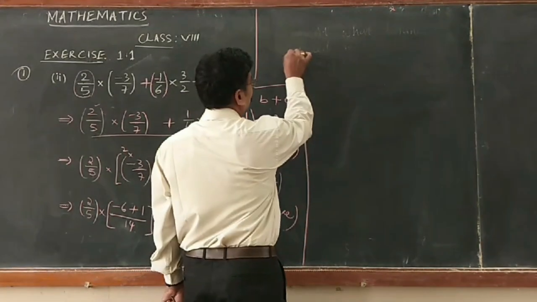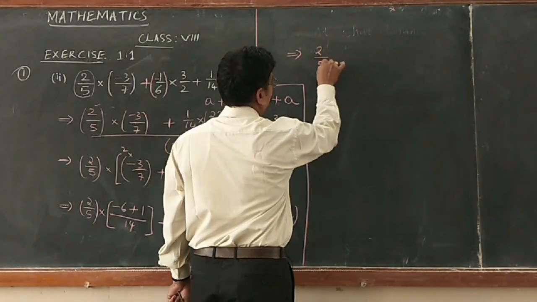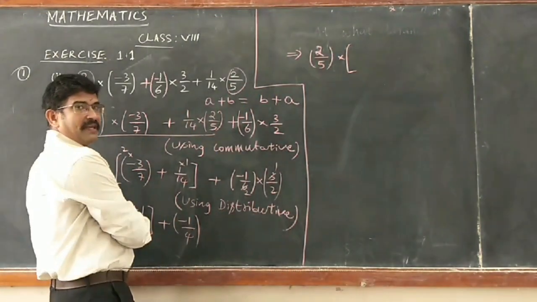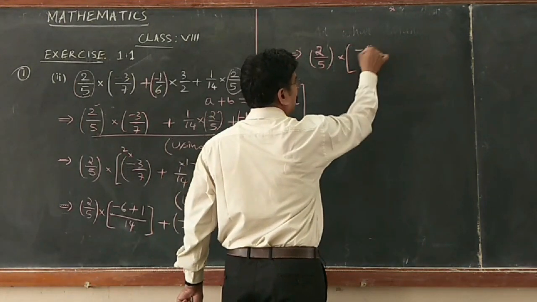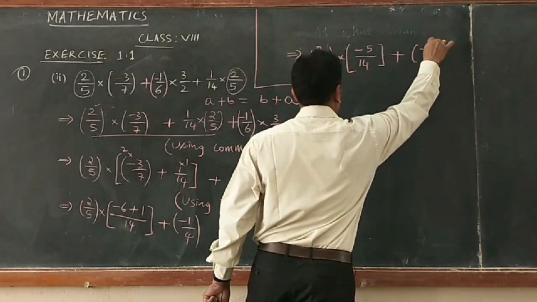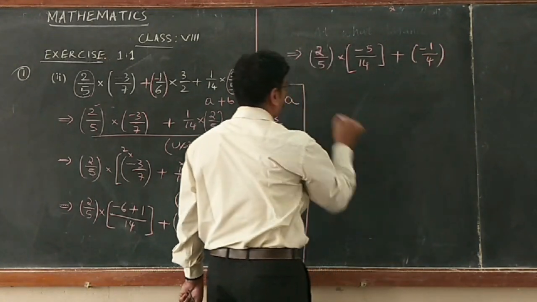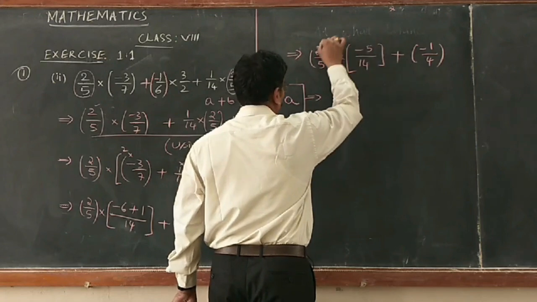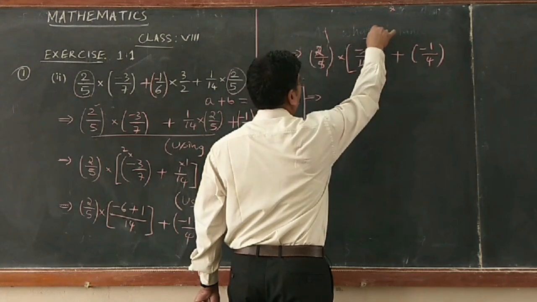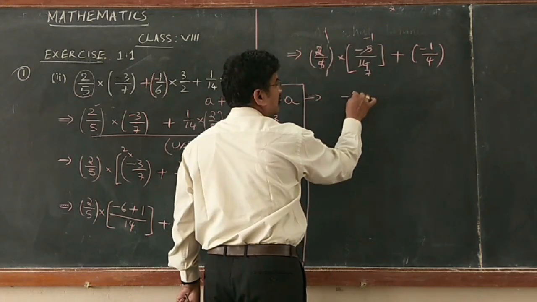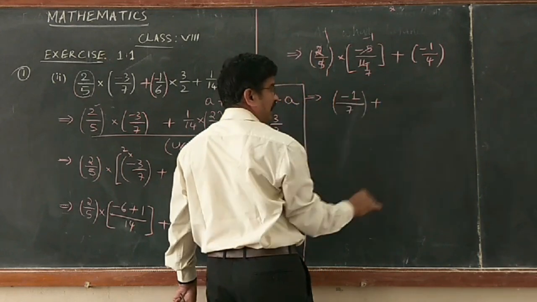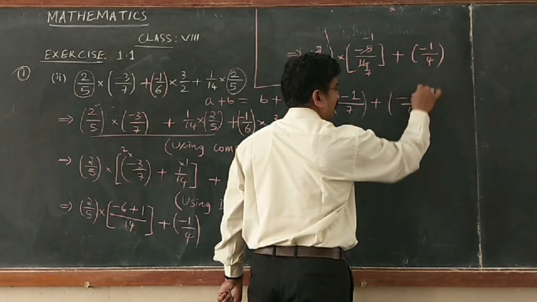See children, here 2 by 5 multiplied to, the simplification here, minus 5 upon 14 plus minus 1 upon 4. Now this 2 ones are 2, 5 ones are 5, minus ones are minus. So 1 into minus 1 upon 7, sevens are 7, plus both negative numbers I kept within bracket.